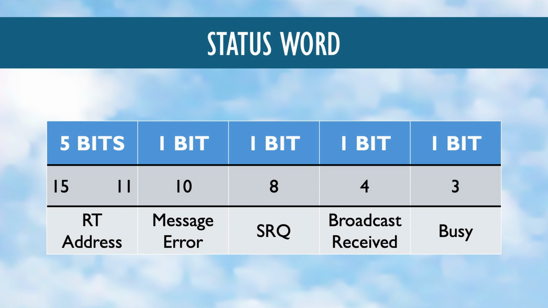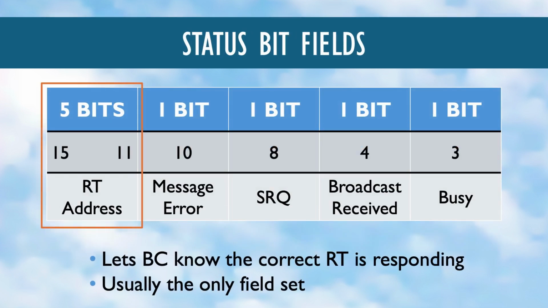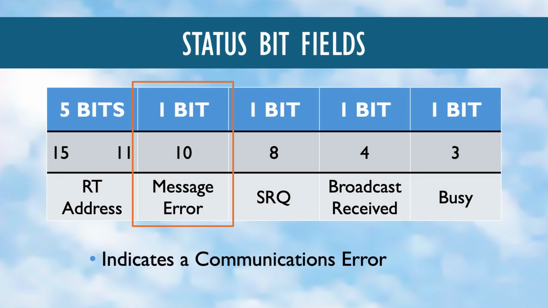Let's move on to the status word sent by the RT to indicate successful reception of a command word, or, for BC to RT commands, successful reception of the command and data words. The RT responds with its own address, followed by a bit indicating that an error has occurred in a previous message. The message error does not refer to an error in the current message because RTs do not send a status word if an error is detected.